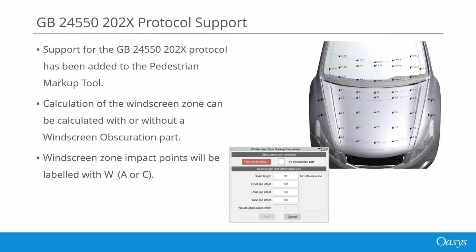For Oasys 21, the Pedestrian Markup tool now supports the GB24550-202X protocol. To run the protocol, the Markup tool requires the selection of the outer vehicle parts, as well as the bumper, bonnet and windscreen parts. A windscreen obscuration part can be optionally selected for the windscreen zone reference lines. When the markup is finished, impact points will be labelled with a C for child impact points, A for adult impact points, and W followed by A or C for windscreen adult and child impact points.